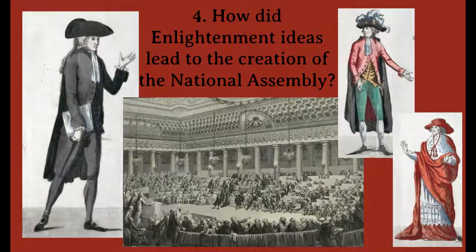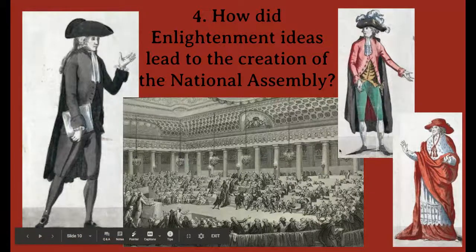How did Enlightenment ideas lead to the creation of the National Assembly? So the Estates General was kind of a failure, but the financial crisis was real and needed a solution. The three estates continued to meet separately in different rooms at Versailles, at the King's Palace, and the third estate met here, as you can see, in a beautiful room.